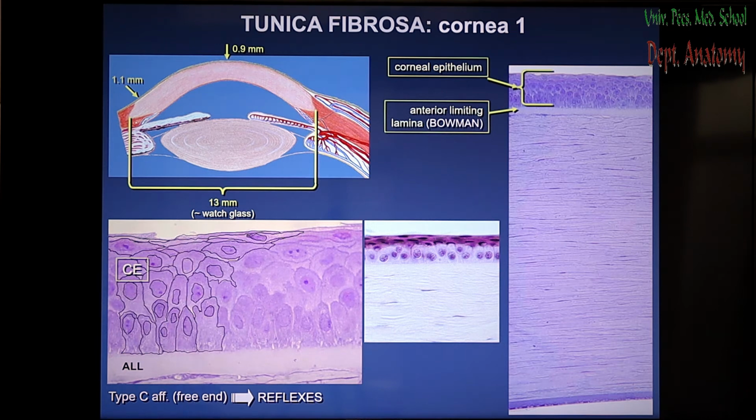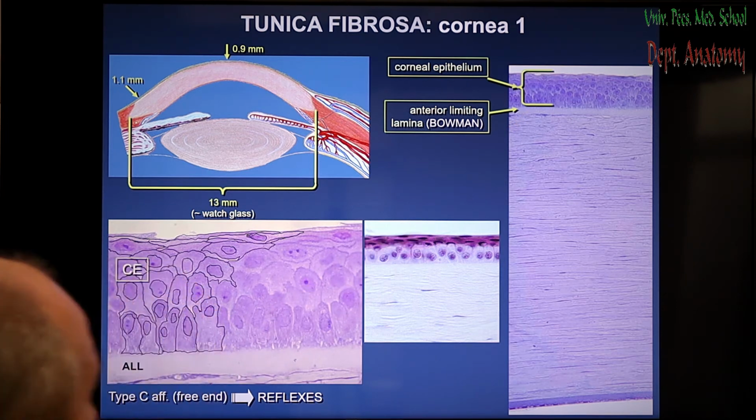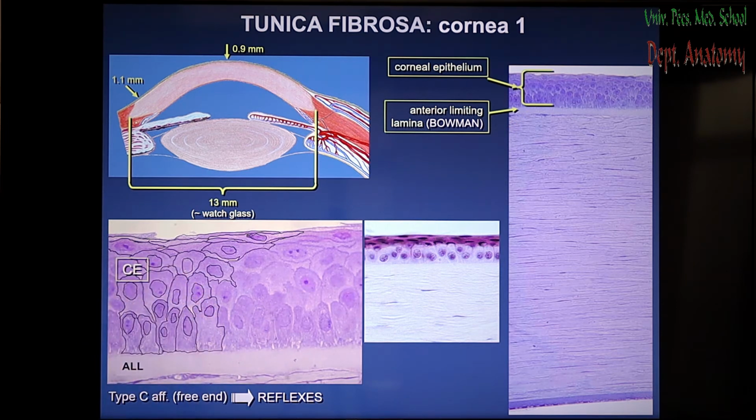Deep to it, as everyone can expect, a basement lamina should come, and this basement lamina is very nicely, clearly visible, an unusually thick basement lamina beneath the epithelium. This is the anterior limiting lamina of Bowman. The same person gave his name to the capsule in the kidney.